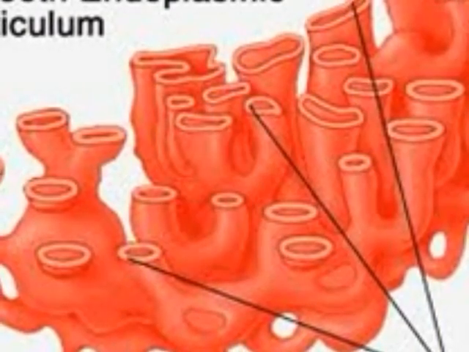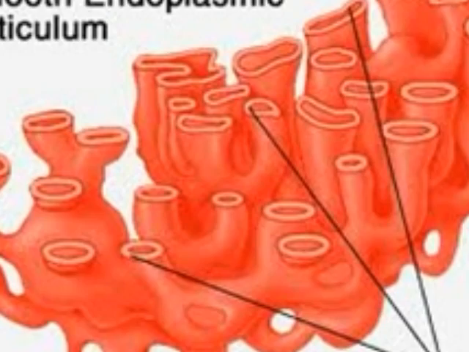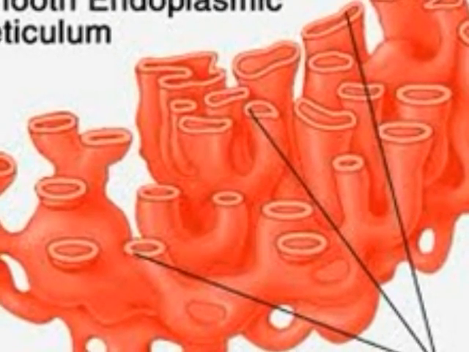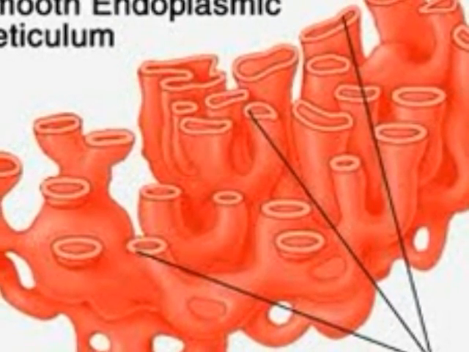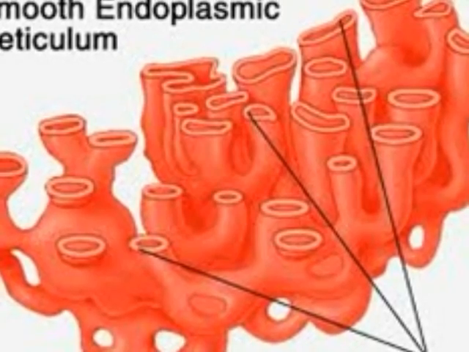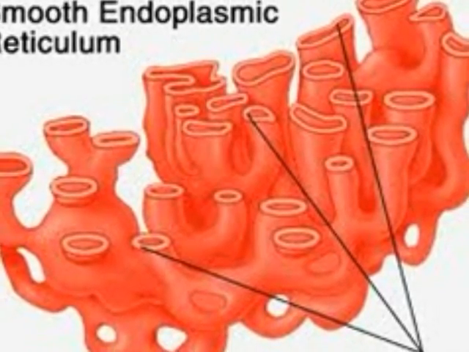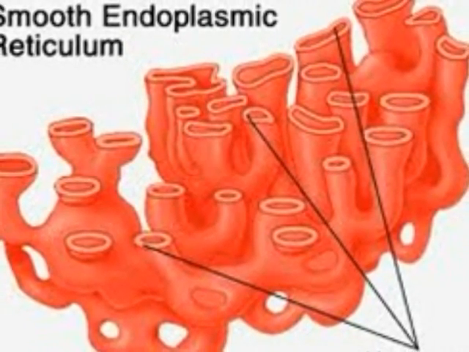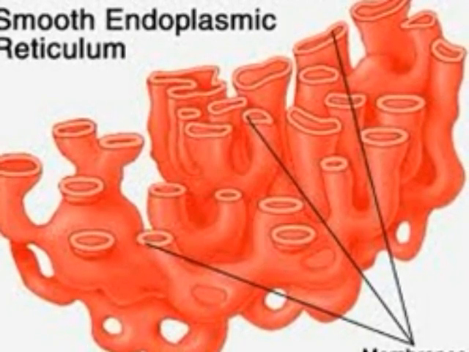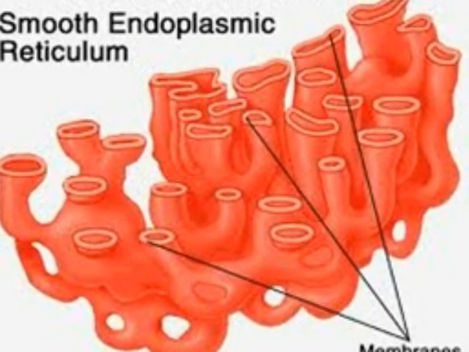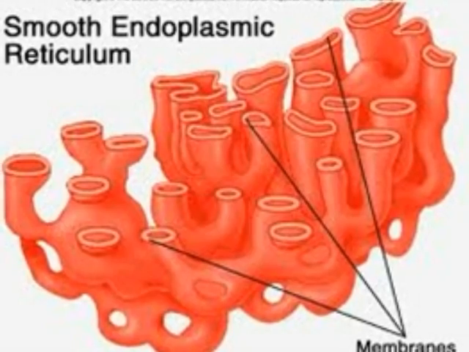Now, past the rough ER is the smooth endoplasmic reticulum. The smooth endoplasmic reticulum synthesizes lipids, including phospholipids and steroids, metabolizes carbohydrates, detoxifies drugs and poisons, and lacks attached ribosomes, giving it a smooth texture.